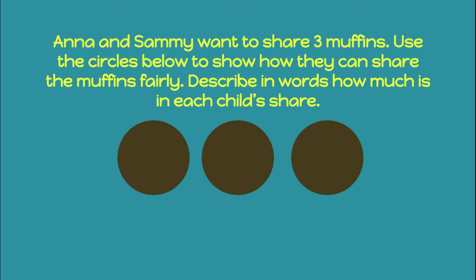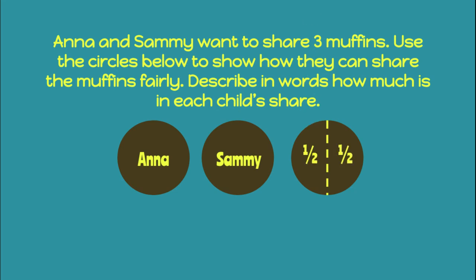Well, I would label one of these muffins for Anna and one of them for Sammy because there's enough where they could each have their own muffin. That leaves us with 1 muffin left over. How many pieces would we need to divide that into so they each get the same amount? We need to divide it into 2 pieces, and that would make each piece 1/2.